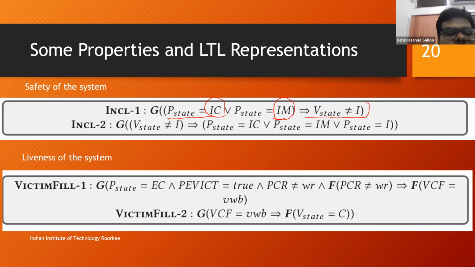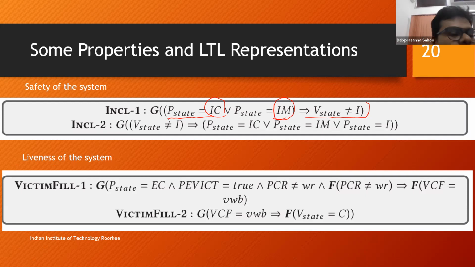This is an LTL formula where G states that it is globally true. G means it is globally true that this property holds. Okay. And after that, it is just standard discrete math.